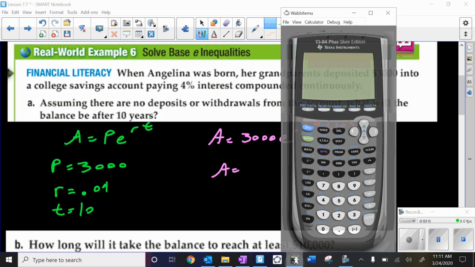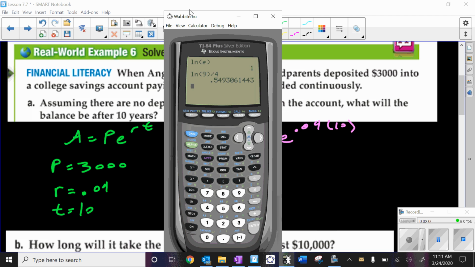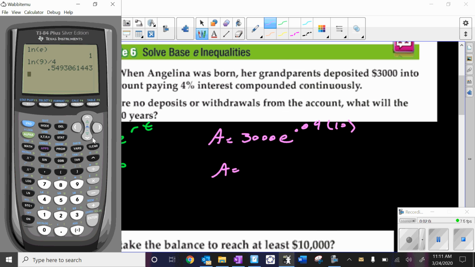We'll do the same. I've got 3,000 times e raised to the, some of you might need to put parentheses around this. My calculator does not make me do that, but just so you know, some of you might have to do that, times 10. Oops, I don't need parentheses, just as I said that. Oops, and now I made a mistake. There we go. Back on track.